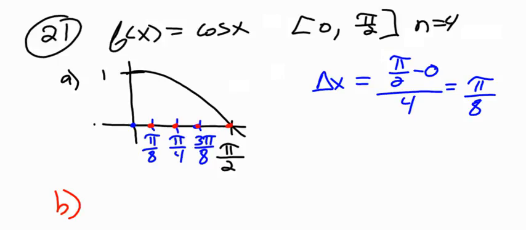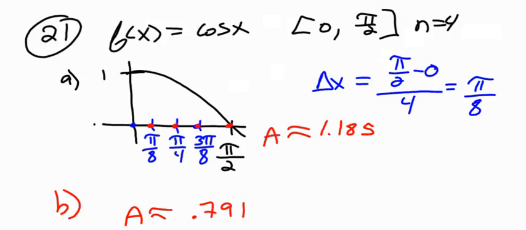You should end up, for A, approximately an area of 1.185. And for B, you should get an area approximately 0.791. So look, we can see there's a big discrepancy in area for left or right. So one of them is obviously going to be over, and one of them is going to be under. So pay attention. You can't always assume right or left is going to be the over or under until you get a feel of what the graph looks like.